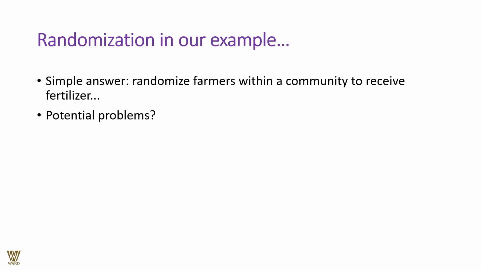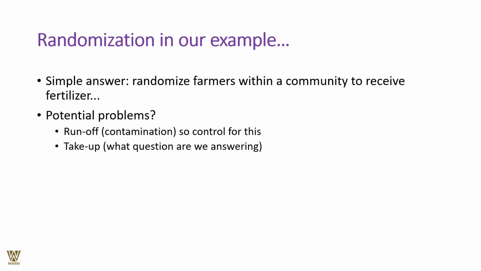Randomization in our example is simply randomizing farmers within a community to receive fertilizer. There are plenty of potential problems. What are they? There might be run-off in terms of contamination, in terms of disease spread in the crops. So for this, we need to take proper precautions and address what we are facing as an issue.